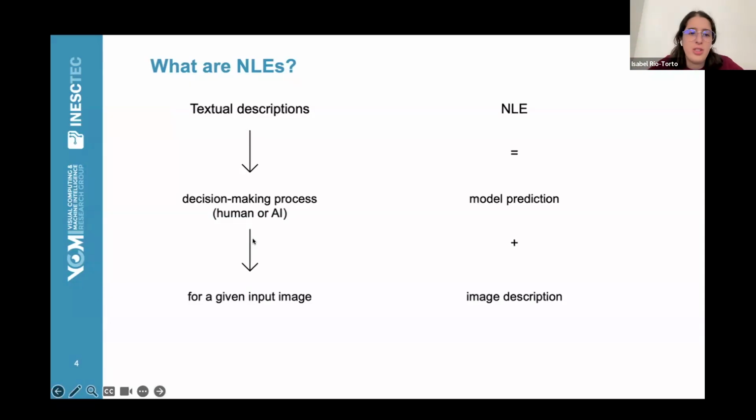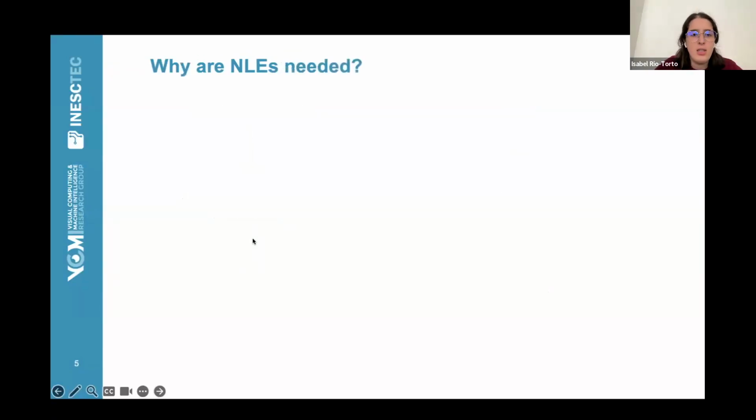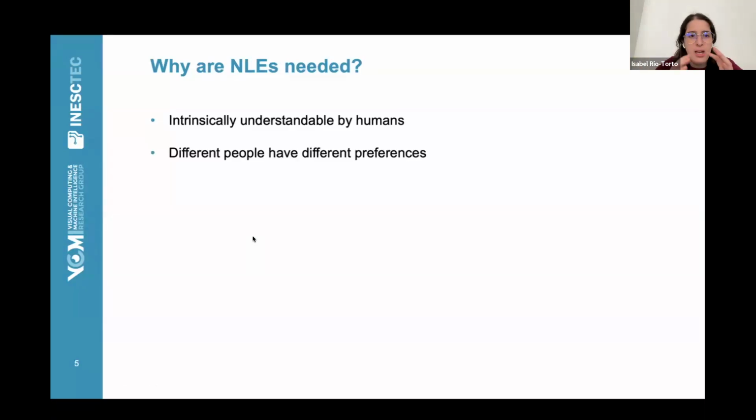So Mauricio did a terrific job in explaining why some kind of explanation is needed, specifically in medical use cases. But why might we need specifically natural language explanations? So first, they are intrinsically understandable by humans. I don't know about you, but sometimes when I look at those saliency maps, it's hard for me to really extract some useful information as to how the model decided.